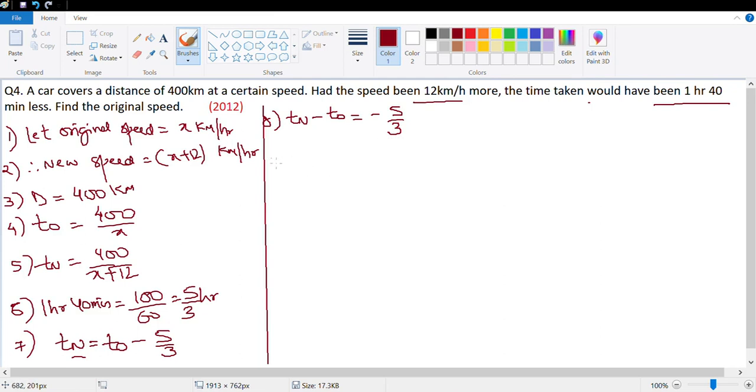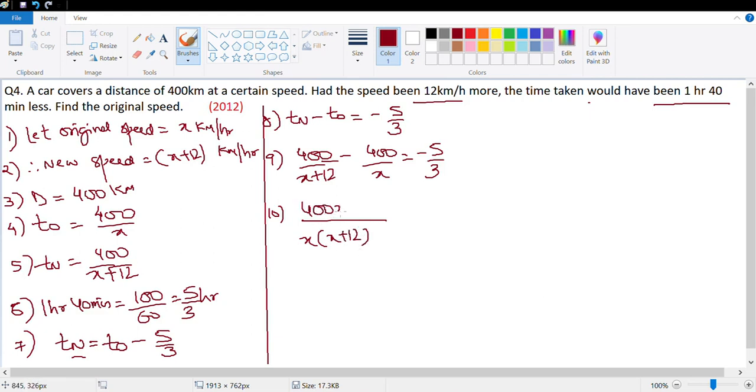Yes, that's correct. Time new is 400 upon x plus 12 minus time old, 400 upon x, is equal to negative 5 by 3. Let's take the LCM first. So the LCM would be x times x plus 12, and this is 400x minus 400 times x plus 12 is equal to negative 5 upon 3.